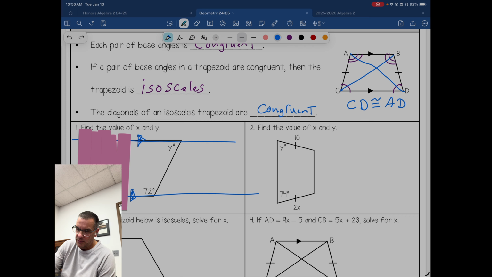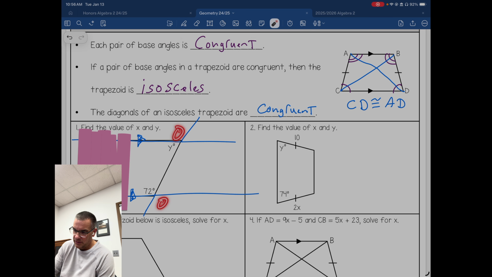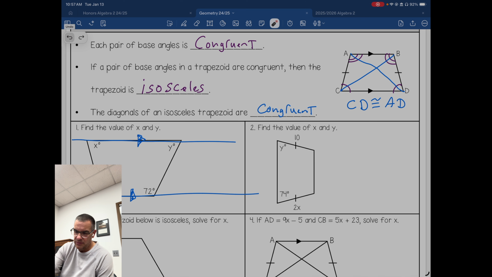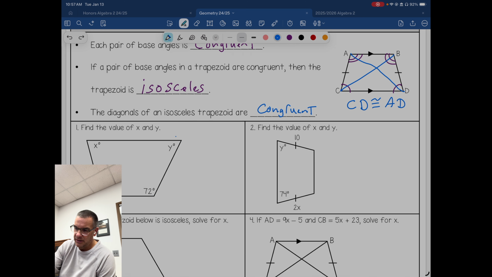If I extended that and I extended that, alternate exterior angles are congruent. So those two are congruent and those two are congruent. But we also had what was called same side interior angles. And we said same side interior angles, which is what these two are, those were supplementary to each other. So supplementary means that they have to add up to 180.